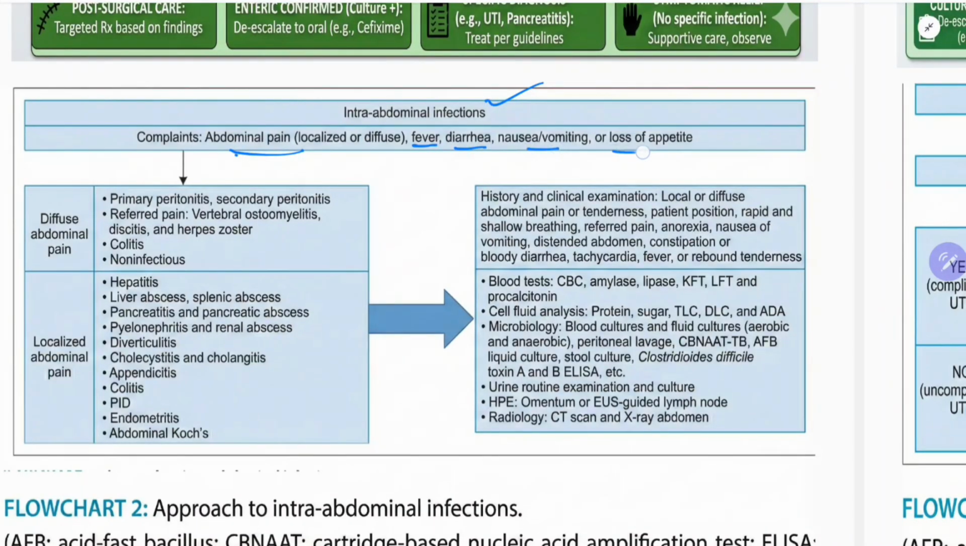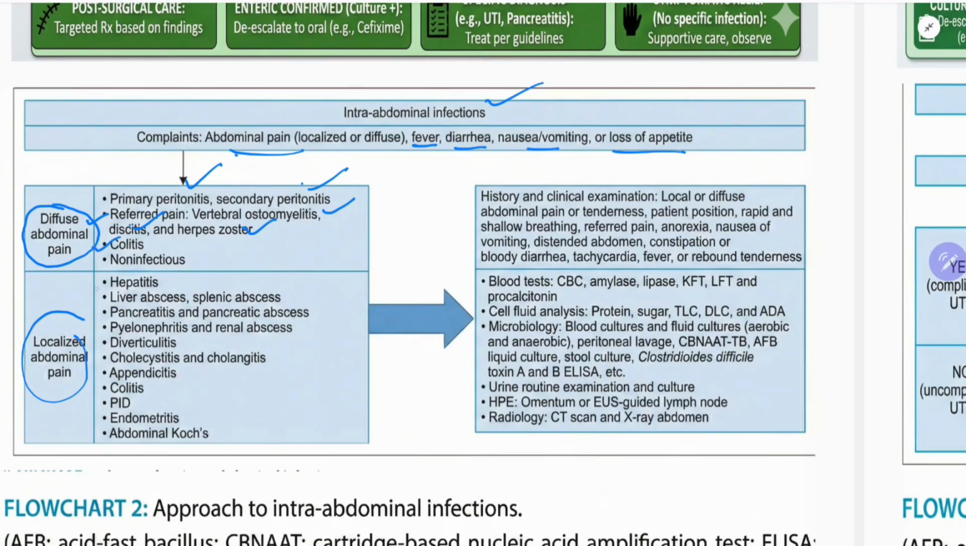Fever, diarrhea, nausea, vomiting, or loss of appetite. So you divide this into diffuse abdominal pain and localized abdominal pain. Diffuse abdominal pain: the causes are primary peritonitis or secondary peritonitis. It can be referred pain from vertebral osteomyelitis, discitis, herpes zoster, meaning abdominal pain can be referred from the spine. So we should have the spine in mind when you are dealing with abdominal pain.